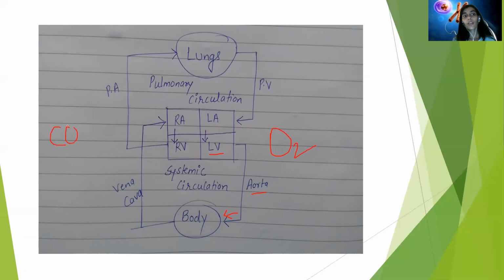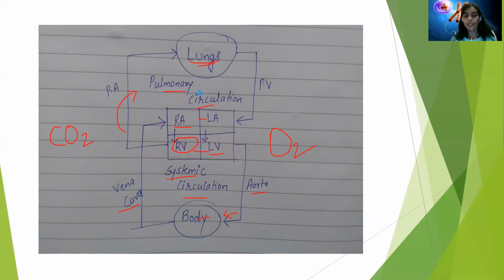This is the carbon dioxide-rich blood. Then from the body, the vena cava carries the carbon dioxide-rich blood to the right atrium. And then from the right ventricle, pulmonary circulation starts. So the lower one is the systemic circulation between the body and the heart. The upper one is the pulmonary circulation between the lung and heart. Hopefully it is clear to you. Wherever the word systemic is used, it's about the body. Wherever the word pulmonary is used, it's about the lungs.